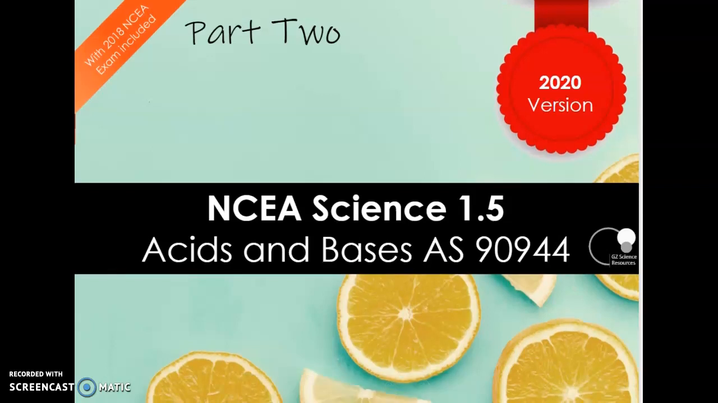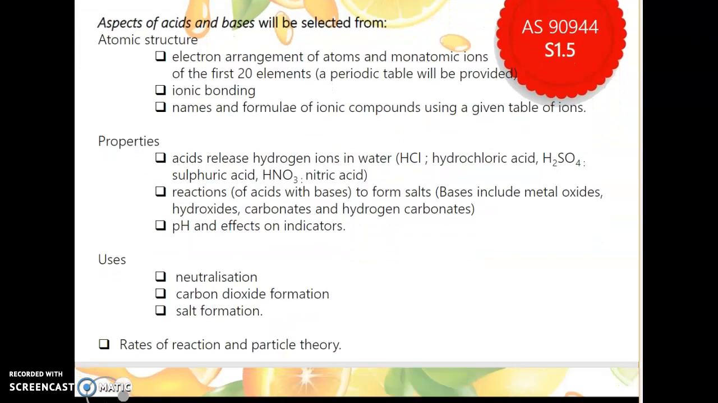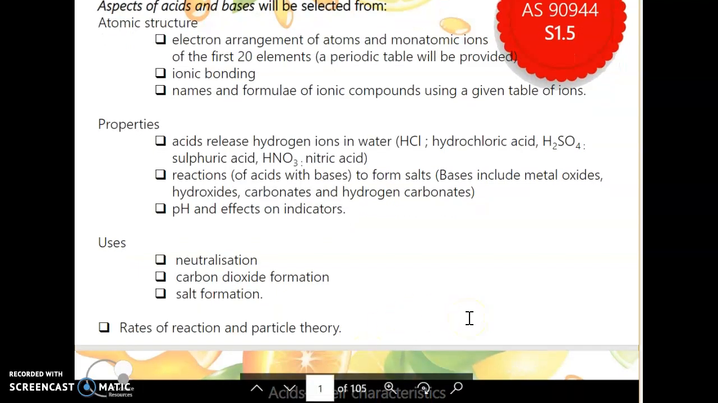Just going over a PowerPoint that's going to help you look at acids and the properties of acids and bases. We've obviously covered atomic structure. So we're looking at what we're doing for the external assessment, which is aspects of acids and bases. Over the next few weeks, we should be able to cover the properties of acids and bases and potentially look at neutralization. If we go further down the track, then we'll be looking at rates of reaction.